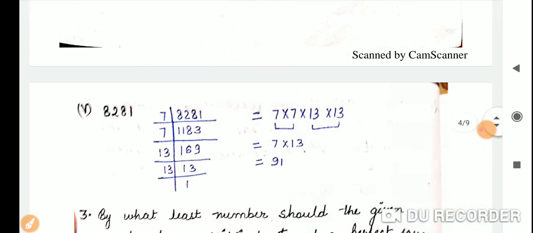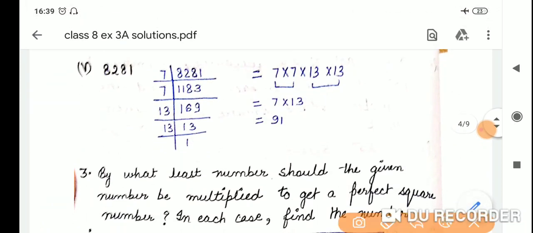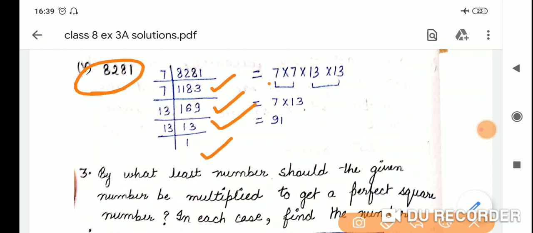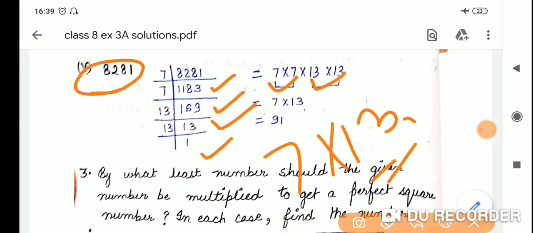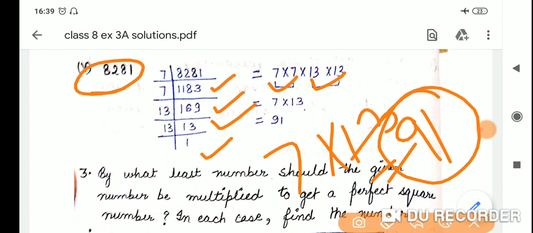Now coming to the next part, that is the fifth part, 8281. So 7 से गया 1183 times, then again 7 से गया 169 times, then again 13 से गया 13 times, and 13 से गया 1 time. So 7 into 7, 7 का pair, and 13 into 13, 13 का pair. So 7 into 13 is equal to 91. Clear? So 8281 is the square of 91.